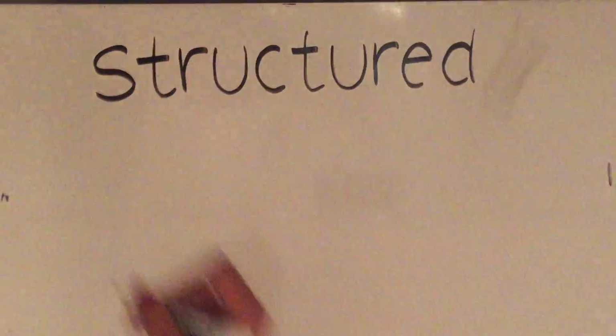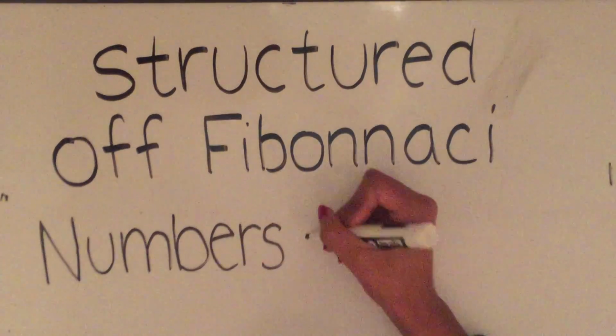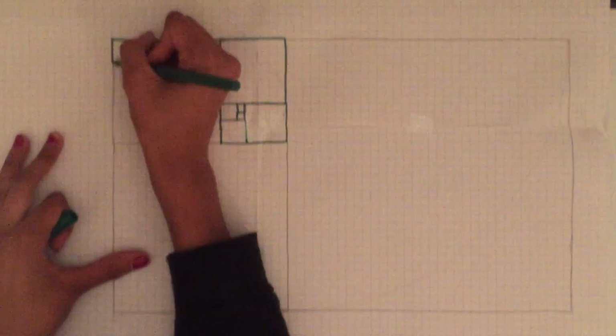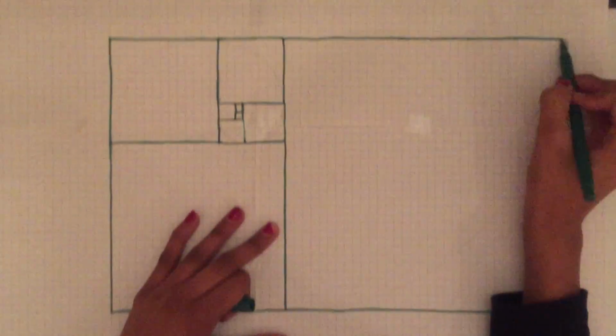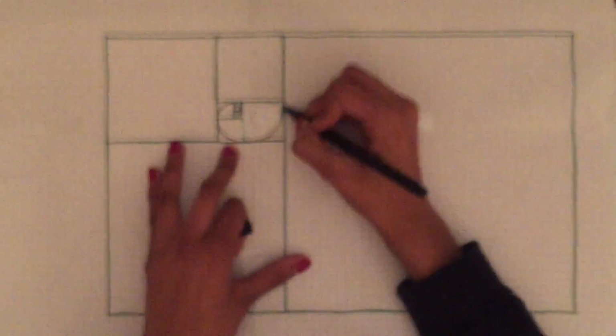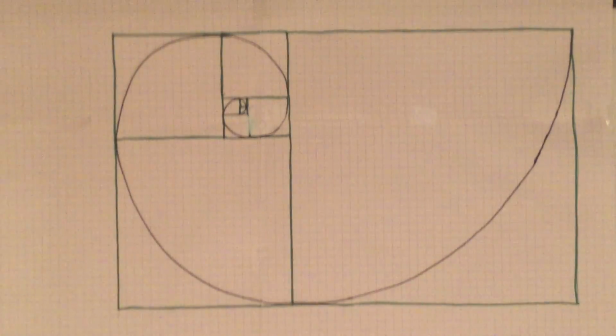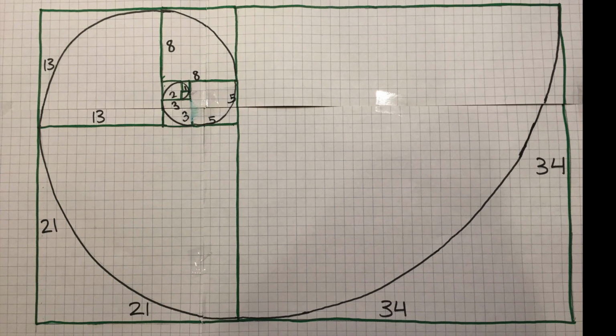The golden spiral is a spiral that is structured off Fibonacci numbers and the golden ratio. As shown in the video, the golden spiral is structured off boxes, and each box has lengths that are Fibonacci numbers. After the spiral is finished, you can see that the boxes in which the spiral is structured off of have lengths that are Fibonacci numbers.